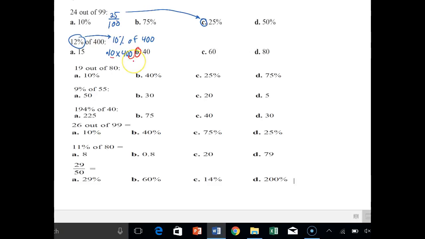19 out of 80. This is like almost saying 20 out of 80, right? 20 out of 80. And then if you really simplify this down, you can divide them both by 20. It's like 1/4. And since that's 1/4, hopefully you know what that percentage is, right? So you're trying to use different benchmarks. So again, if it's 11% of 80, maybe you want to do 10% of 80. 29 out of 50, maybe you want to do 30 out of 50. 194% of 40, maybe you want to do 200% of 40, right? So you're trying to use different benchmarks, okay?